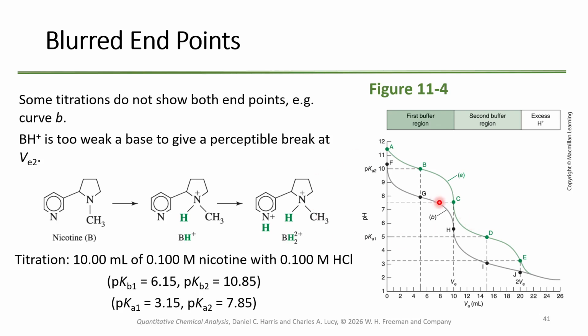Now, some titrations do not show both endpoints. So if we were to look at curve B here, see this gray one? We don't actually see both endpoints here. Okay. The BH+ is actually too weak an acid to give a perceptible break at the VE2. And so when you do this, this would be like nicotine, by the way. So our pKb2 and our pKa2 are very, very mild for this second part. So we would have a lot of difficulty actually finding that second endpoint here for this one.